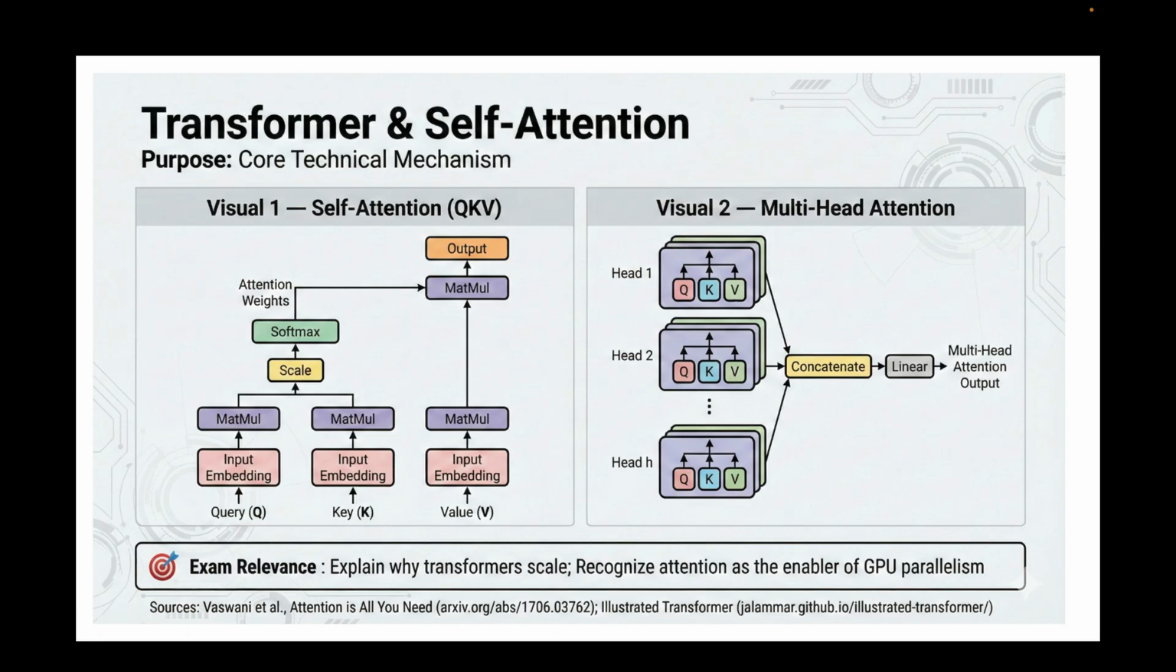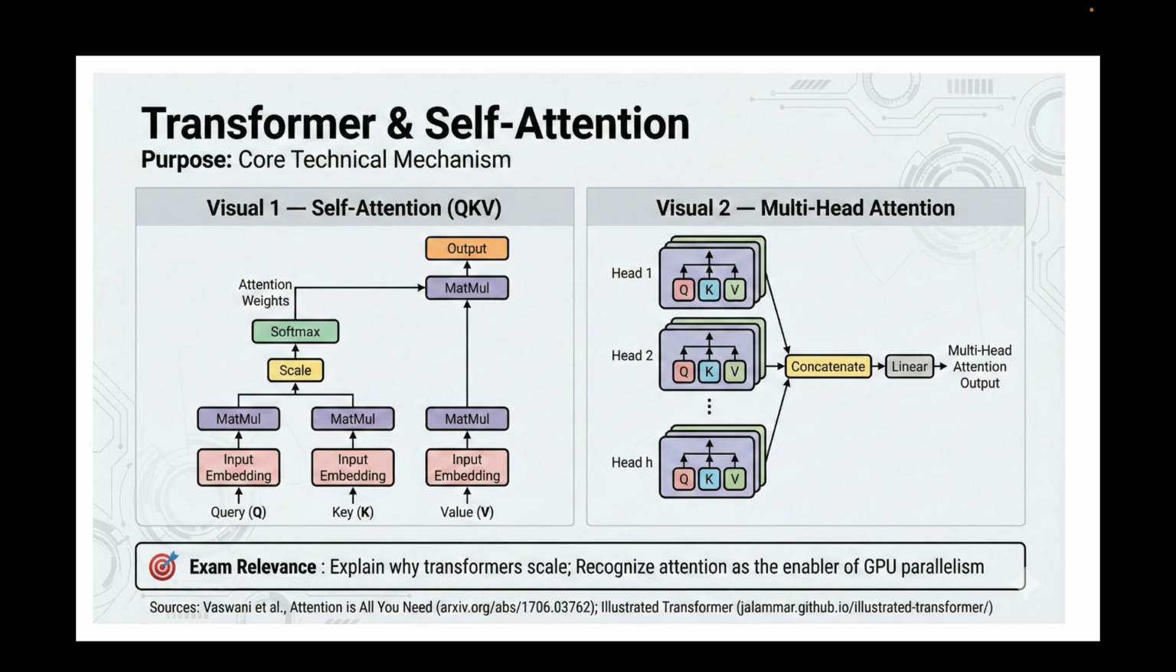Okay, let's pop the hood. Why did transformers replace previous architectures like RNNs? The answer is largely on this slide. That is, self-attention, which enables GPU parallelization. Unlike RNNs that process words sequentially, transformers process the entire sequence at once. But how does the model know which words relate to each other? And that's the magic of self-attention.